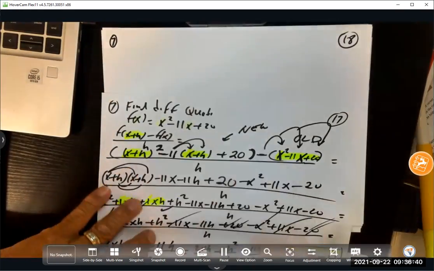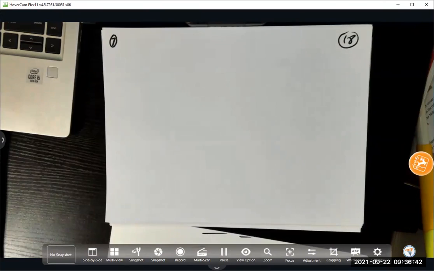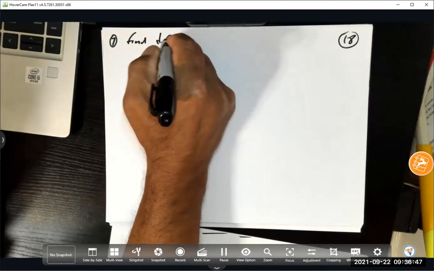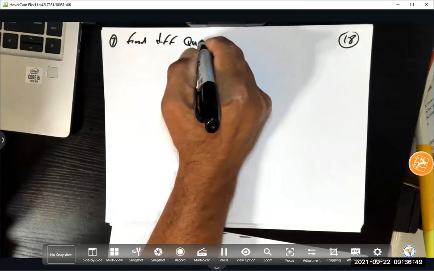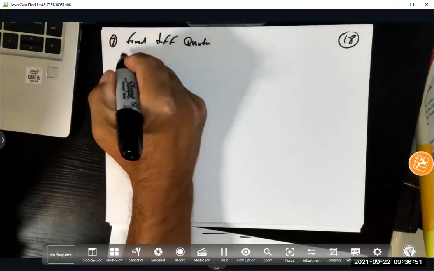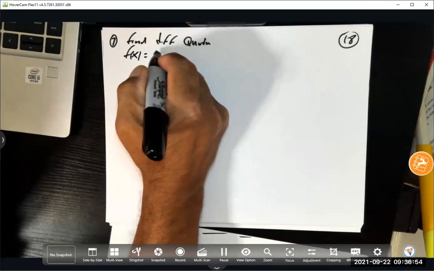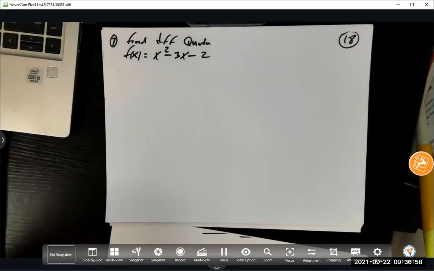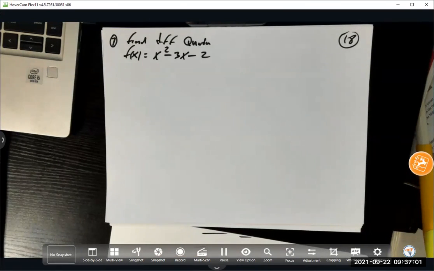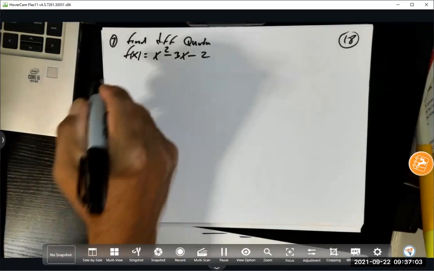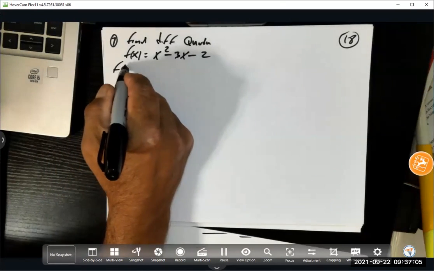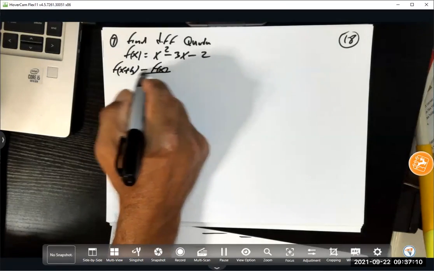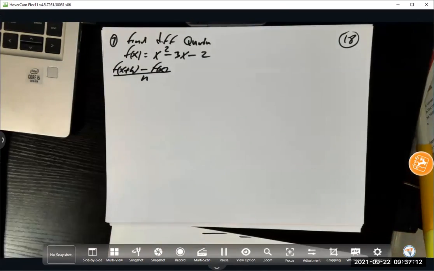Number 7 again. It's going to say find the difference quotient. I'm just going to change the numbers: f of x equals x squared minus 3x minus 2. There's a different problem. The formula is the same thing again: f of x plus h, take away f of x, all over h. This is what I'm going to try to do with it.